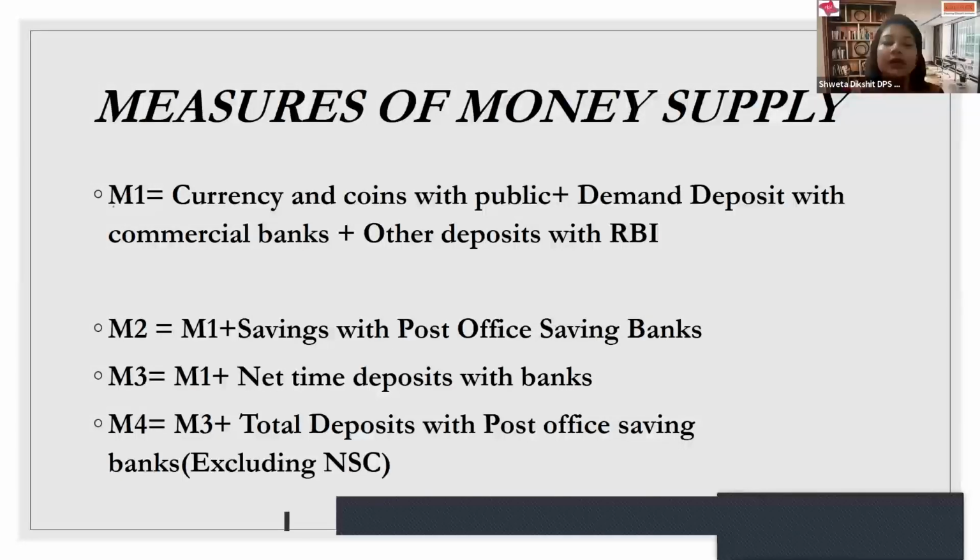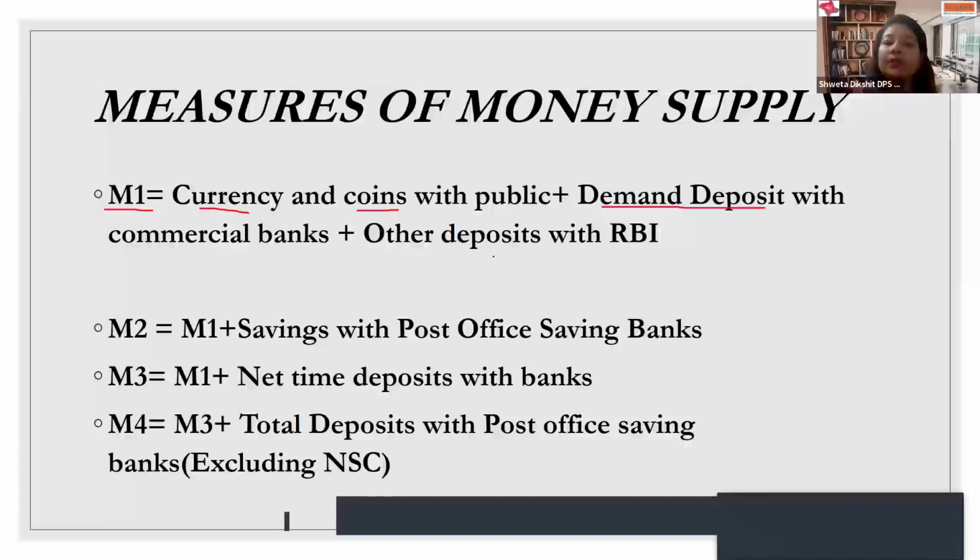Now there's again a one marker. The first is what is M1 and what are the components of it? It's a very, very important one marker, sometimes a 2 and 3 mark question also. So M1 is the most narrow measurement of money supply, which comprises currency and coins with the public. Second, demand deposit with the commercial banks. See, demand deposits is not the money with the bank. It is the money which can be withdrawn anytime by the consumers or by the depositors. That is why it is not the money with the bank.